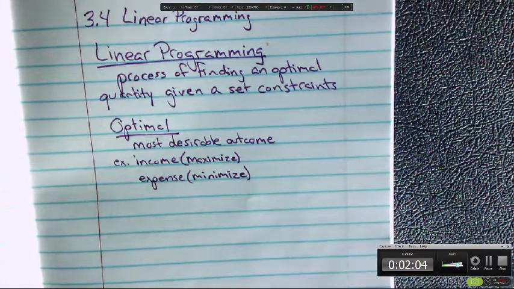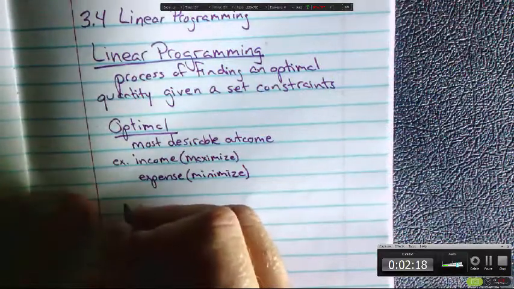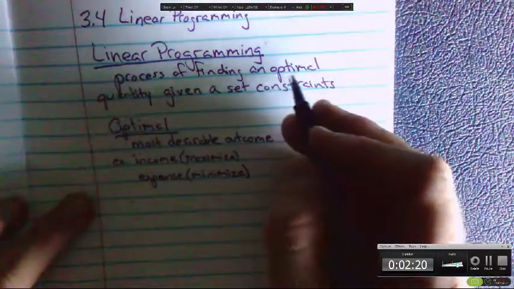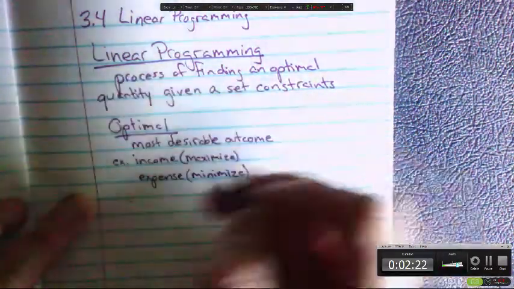This is just the notes that's leading into how to do that farmer problem. This one section takes everything we've done the entire year and puts it into a real world problem. So we talked about the process of finding an optimal quantity given a set of constraints.